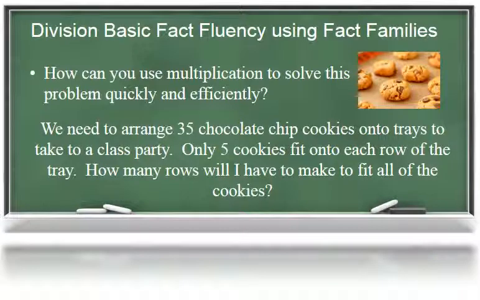To have students use their multiplication fluency to develop division fluency, pose the question, how can you use multiplication to solve this problem quickly and efficiently? Based on their understanding of multiplication, you would want your child to see that they could multiply some groups of 5 to get to 35, which will help them solve the division problem. We want children to see that using fact families and multiplication fluency is a quick and efficient strategy for solving division problems.